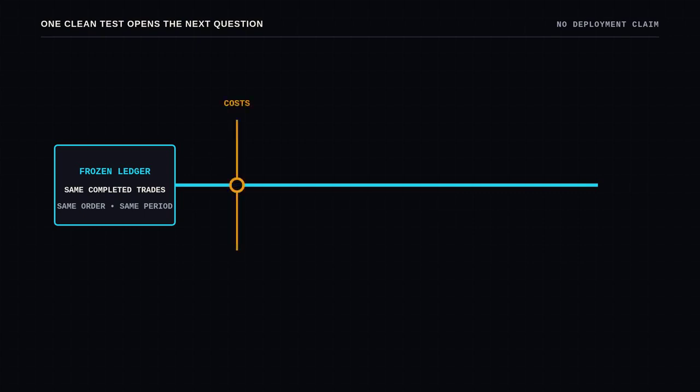Then take an unchanged candidate to the next independent test, such as nearby settings, or trade order, not to a deployment claim. It is a cleaner question, not a promise.